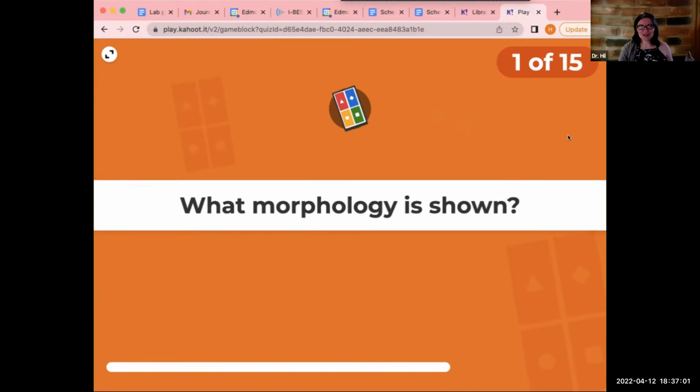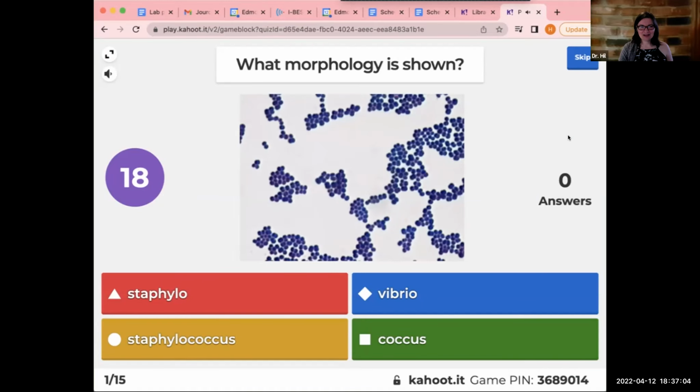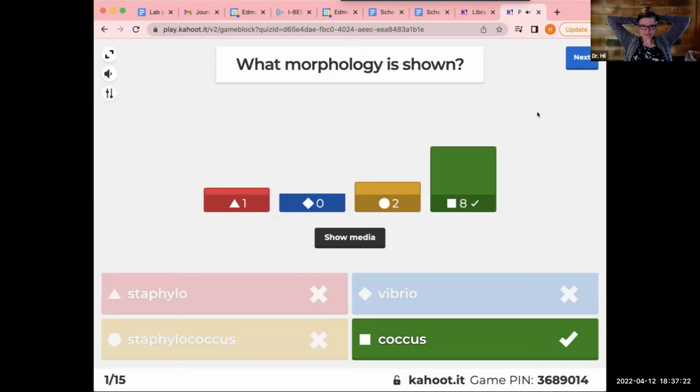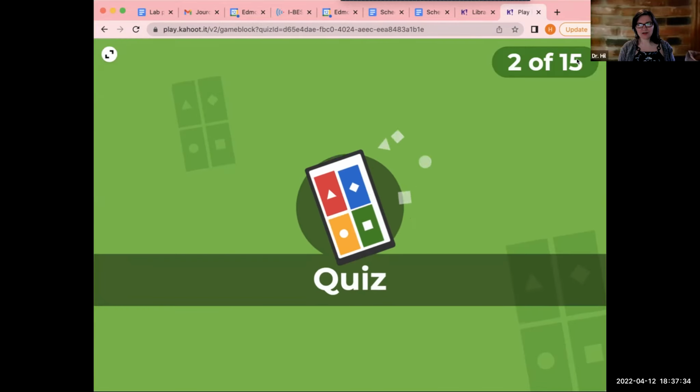What morphology is shown in this picture? All right, the best answer is coccus because all I asked you was for morphology. Staphylococcus is a tempting answer, but this has a lot of information in it. We want just the morphology, so coccus would be the answer.